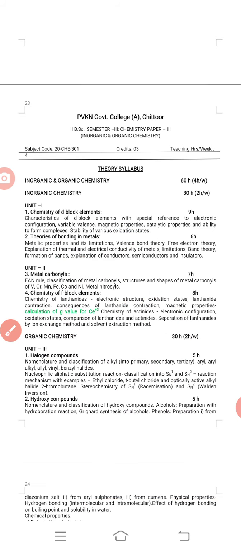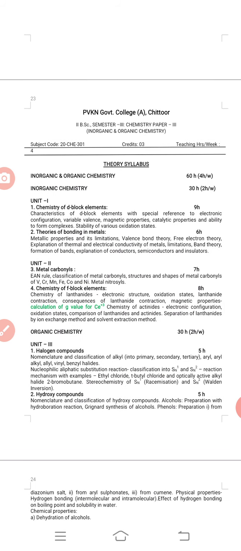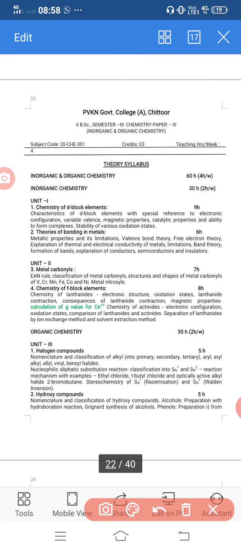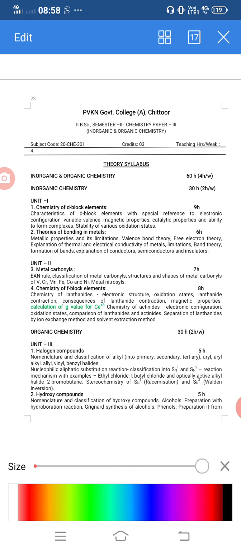So next, chemistry of f-block elements. It looks like d-block elements, but does not show similar properties to d-block elements. See here, f-block elements.